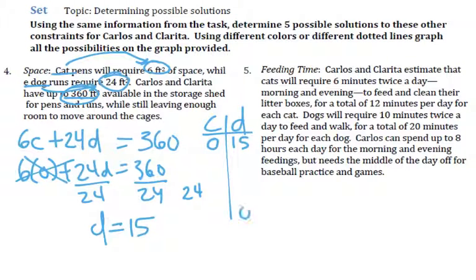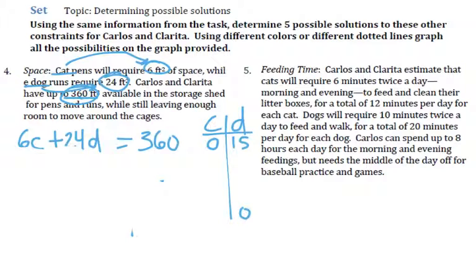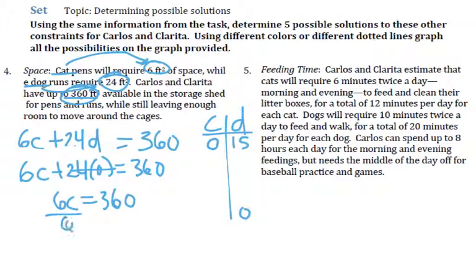I could also think about, what if I had 0 dogs? I'm saying things backwards, aren't I? We can take the same approach. You could just do guess and check, and that would work too, but I'm trying to show you some better ways. So 6 times C plus 24 times 0, so we get rid of that. We get 6C equals 360. Divide by 6, and we get C equals 60. So we could have 60 cats within that amount of space.